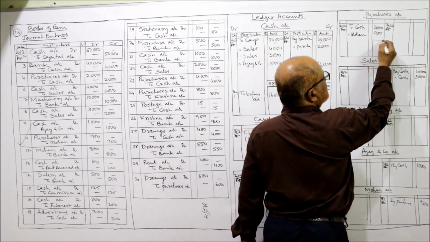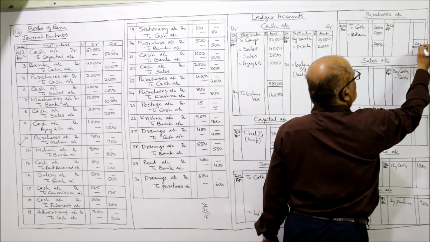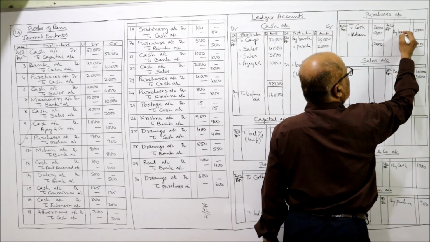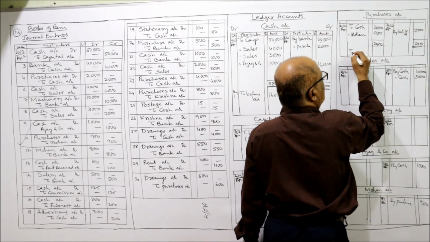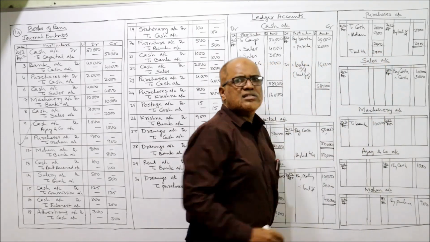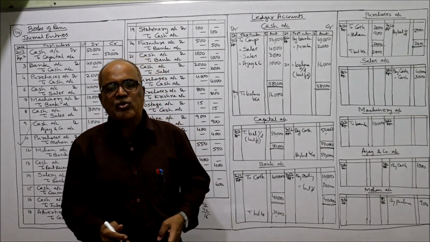Here purchases debit side is 2,900. Credit side we don't have anything. So 2,900 I am taking on the credit side, by balance carried down. Here, to balance brought down 2,900. Like this type of balancing you have to complete for all the accounts. This is the method of posting.